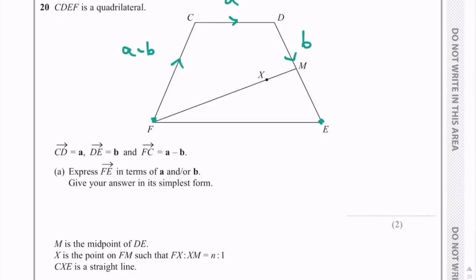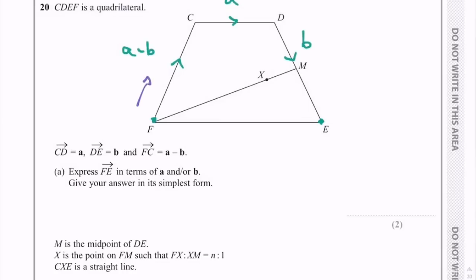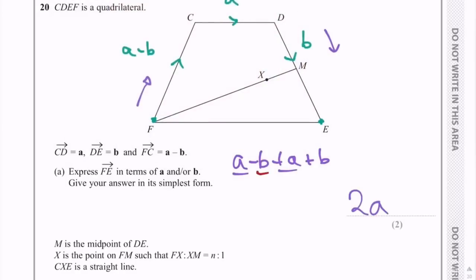Okay, so to get from F to E, that's not actually too bad. We go up through this A minus B, then we add in an A going this way, and then we go down this way, adding in a B. And if we collect these together, we've got A, add A, which is 2A. And we've got minus B, add B. They cancel each other out, so our final answer there is 2A.